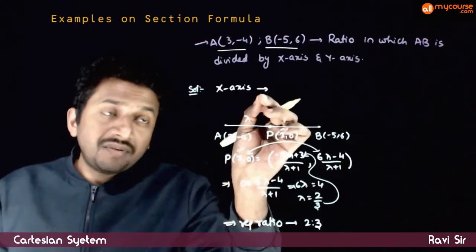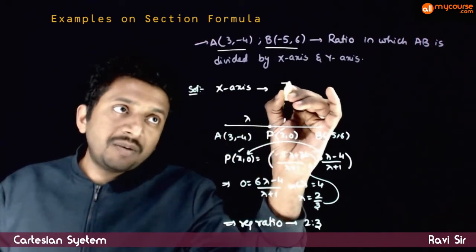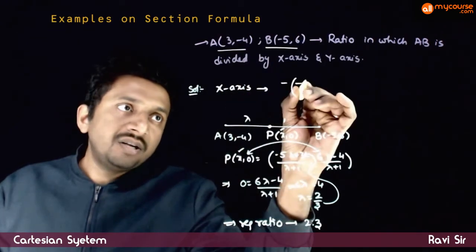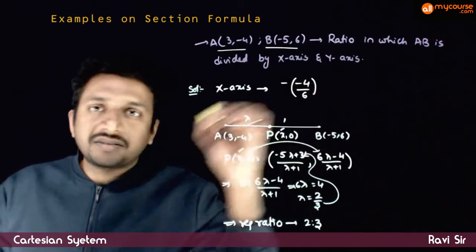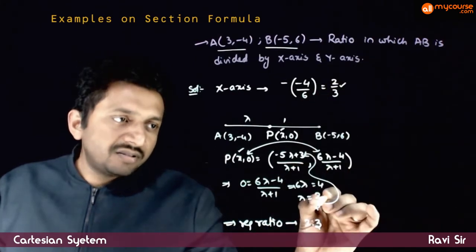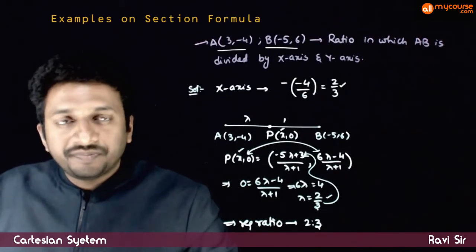So now let us see whether our formula works or not. What is our formula? The ratio is nothing but minus of y1 by y2. It is minus of minus 4 by 6. That is equal to 2 by 3. So as you see, you got the exact same ratio.